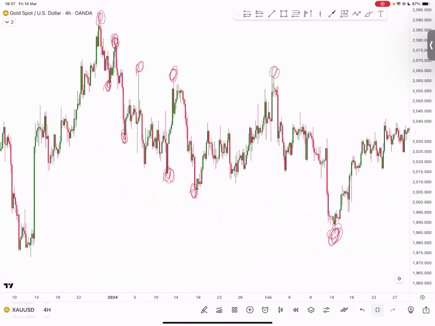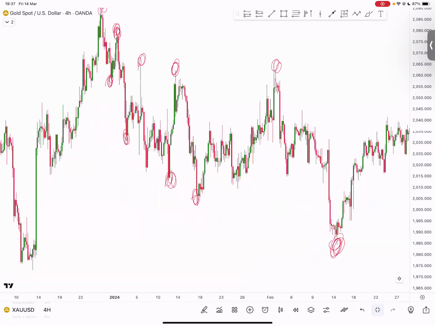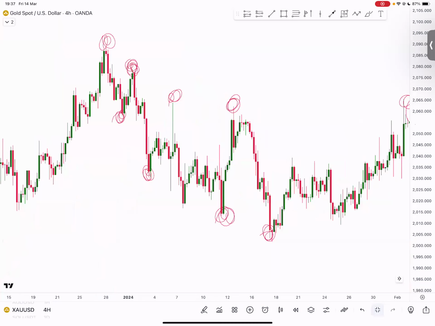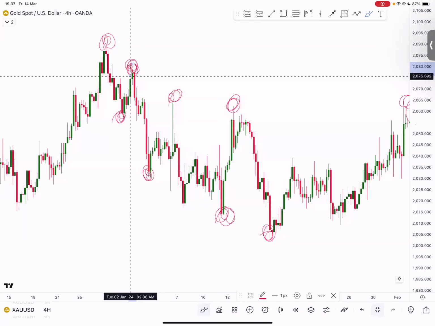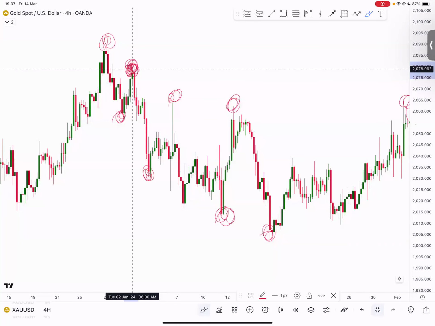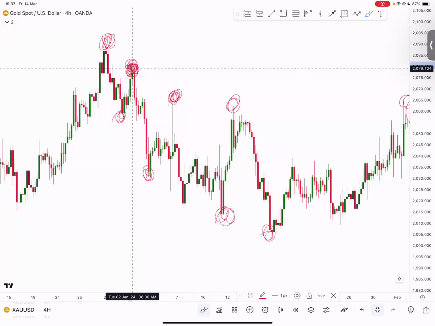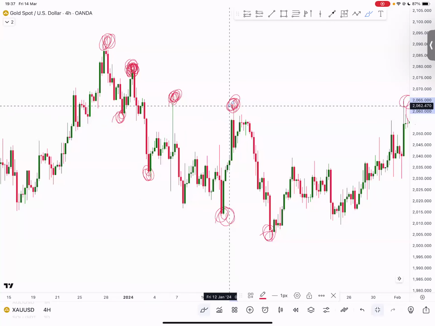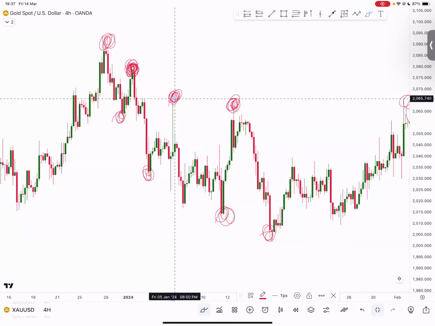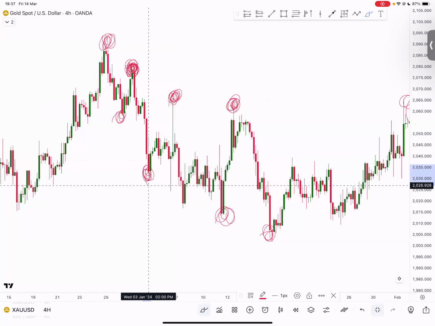Now, if you look at this now, price has been creating highs that keep going below the previous ones, right? Highs that were lower than the previous one. You can see that this second high did not go above the first one. The third one did not go above the second one. The fourth one did not go above the third one.